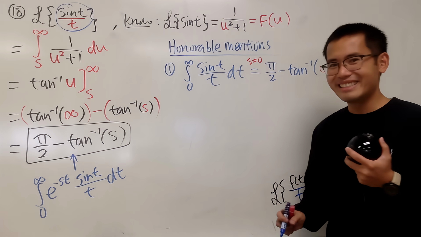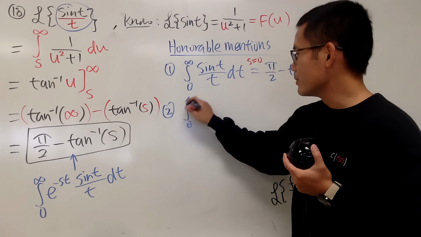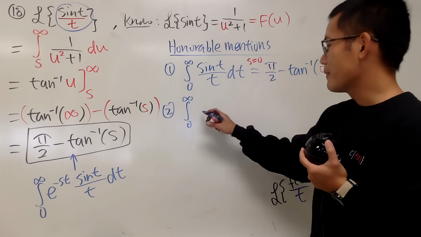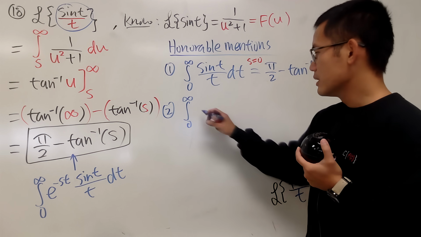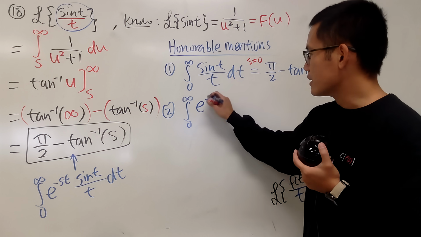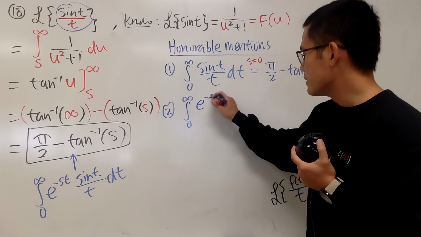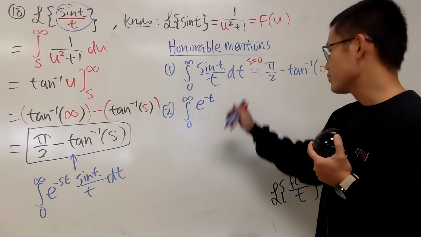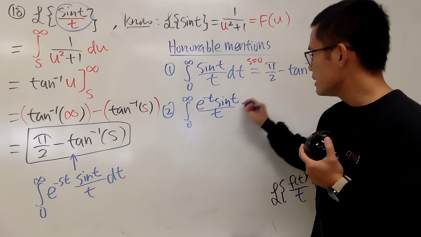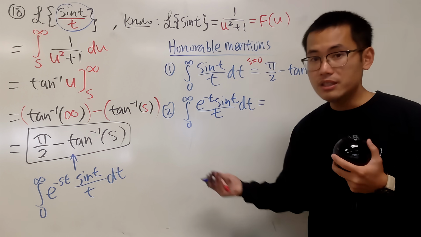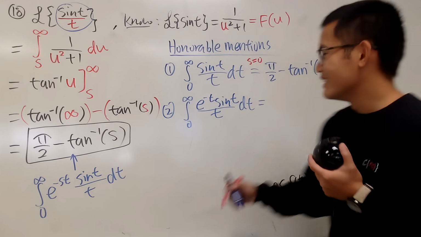So all in all, we end up with pi over 2. Very nice, isn't it? And of course, you can come up with another one, such as, let's do this, the integral from 0 to infinity of e to the negative t, actually, let's just do it right here, and then we have sine t over t dt. What's this then? Well, in this case, s is equal to 1.